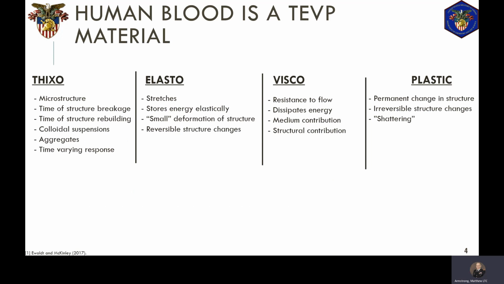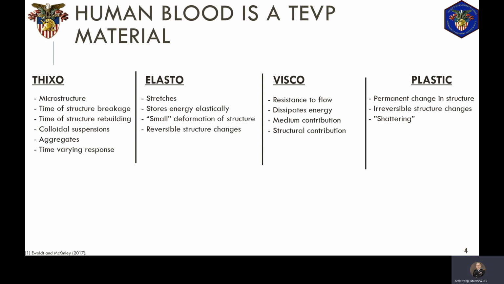This is human blood. It is a thixo-elasto-viscoplastic material. And moving from left to right, the thixotropy in this case refers to a microstructure which has a time of structure breakage and a time of structure rebuilding. And for us today, the structure is the rouleau, which are tiny coin-like stacks that form in blood under low shear rates.